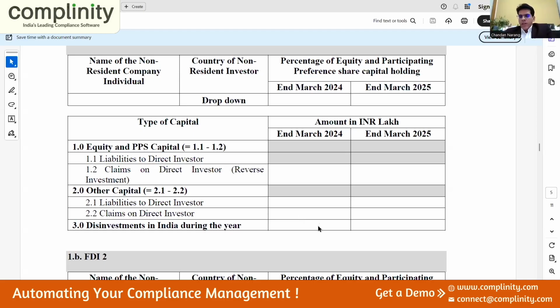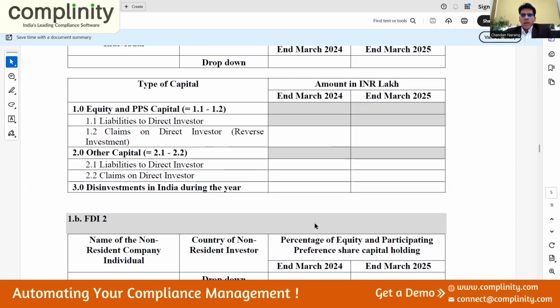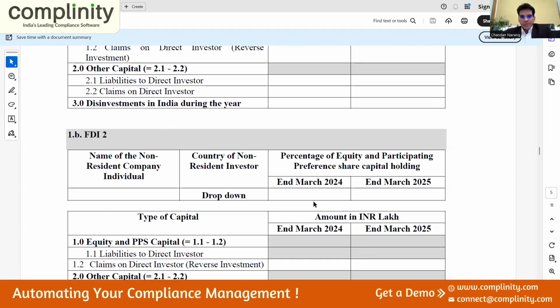Disinvestments in India during the year, in case there is any disinvestment during the year. For example, in the previous year your investor was holding 15%, now your investor is holding 12% and has liquidated 3%. That will be a disinvestment of 3%. You would need to mention the details of disinvestments here. But only a change in percentage does not mean that there is disinvestment. For example, if there is dilution in your shareholding by way of issuance of further capital, but there is no liquidation, then you don't need to mention anything here at disinvestment, right?